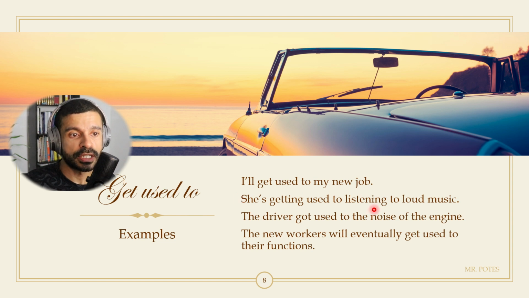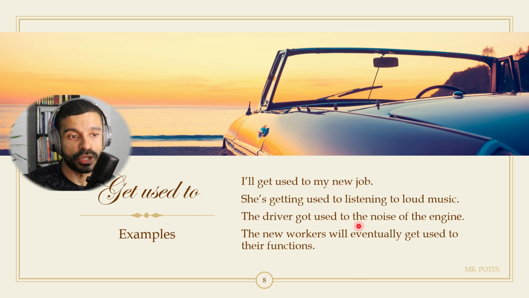She's getting used to listening to loud music. She is in the process of getting familiar to listening to loud music. Now, if you analyze, here is exactly the same. The structure is exactly the same. After used to, we have an ing form of a verb or an actual noun, like here. I'll get used to my new job. This is not a verb with ing. It is actually a noun.